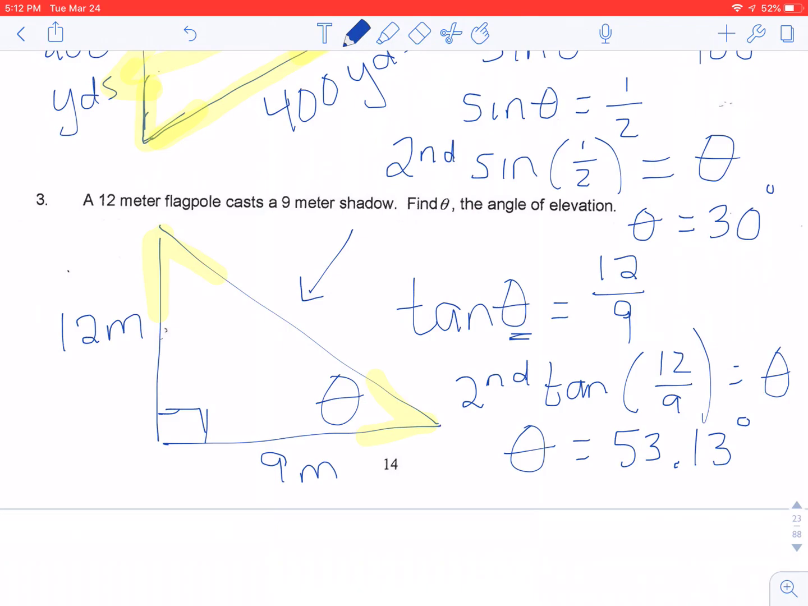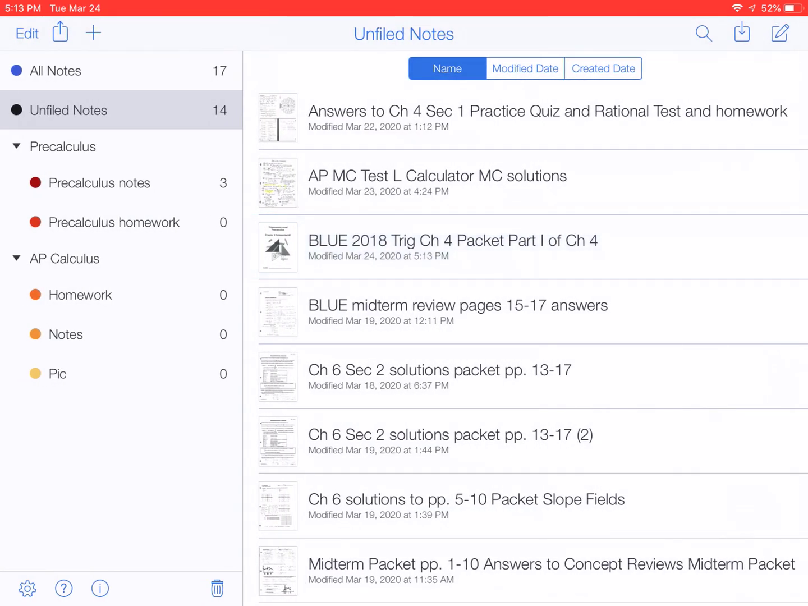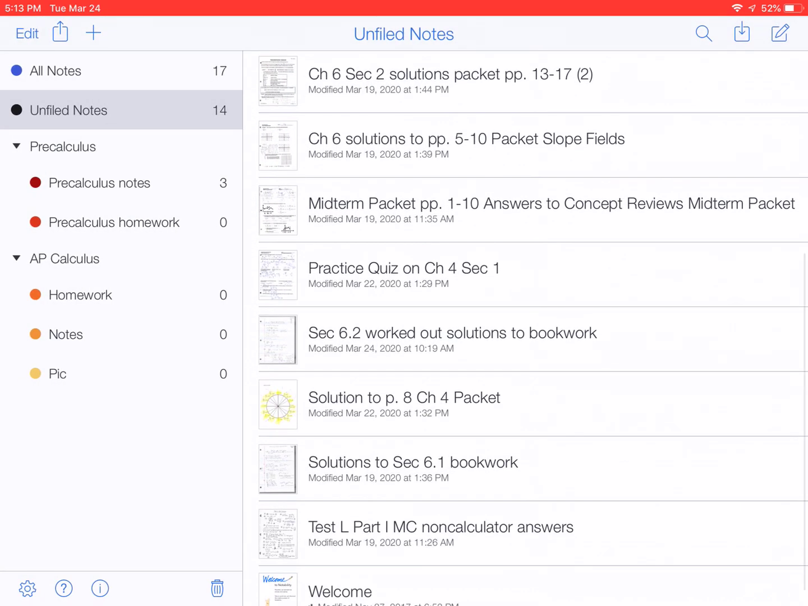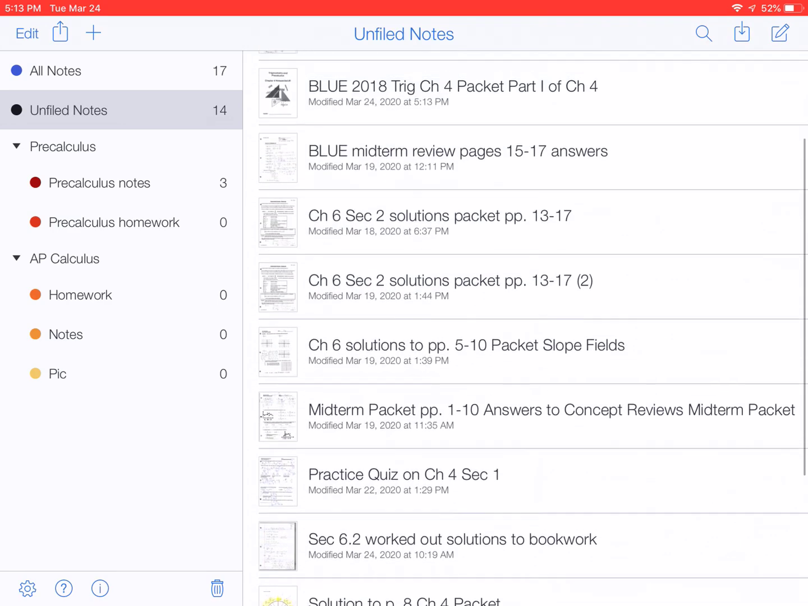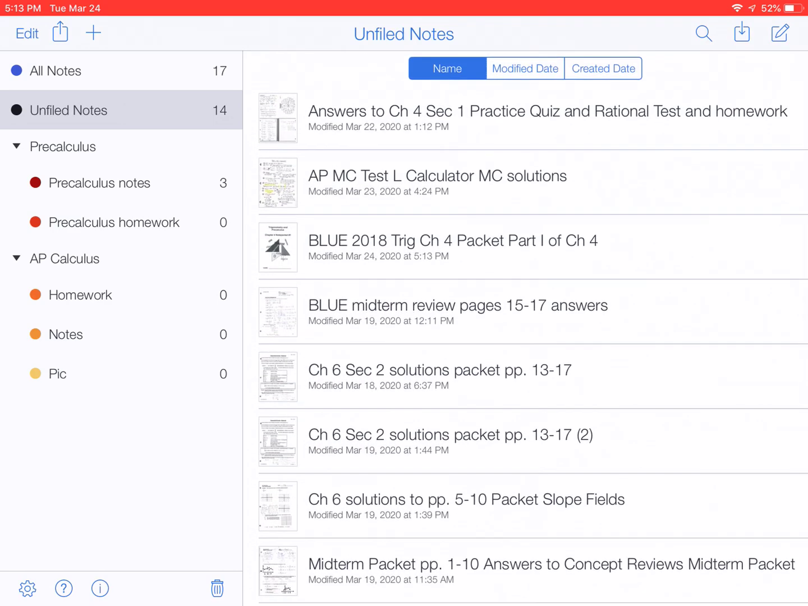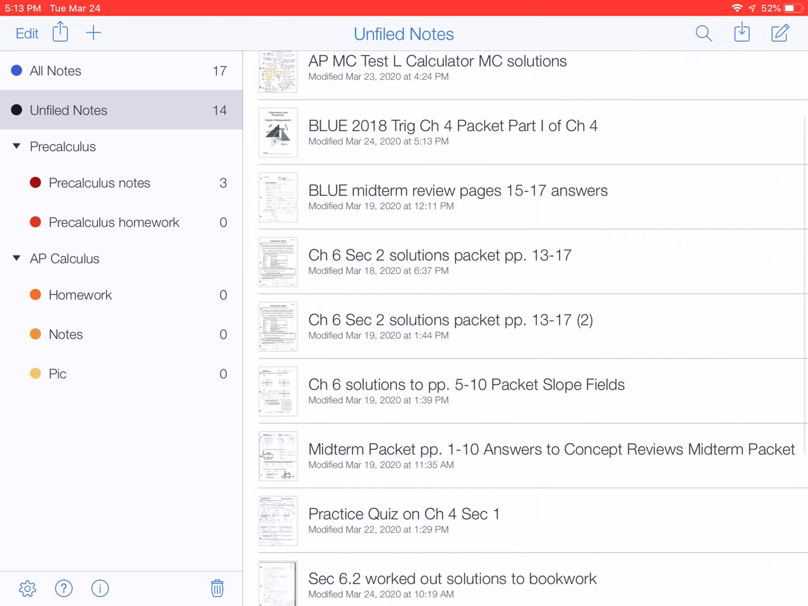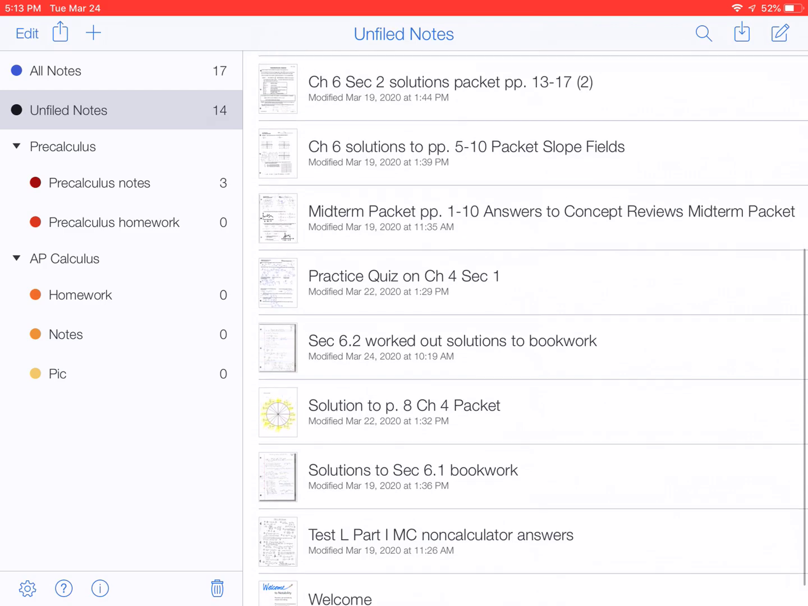Okay, so those are the notes from page 14. What that's going to help you do now is to work on the special right triangle packet, on worksheet 3. So that special right triangle packet where you already did worksheet 1 and you already did worksheet 2, you can now work on worksheet 3.